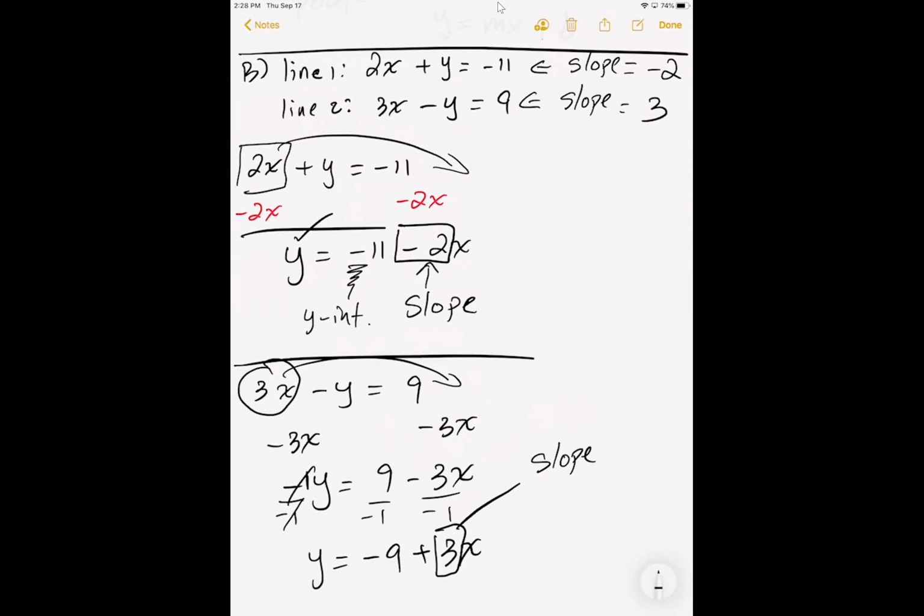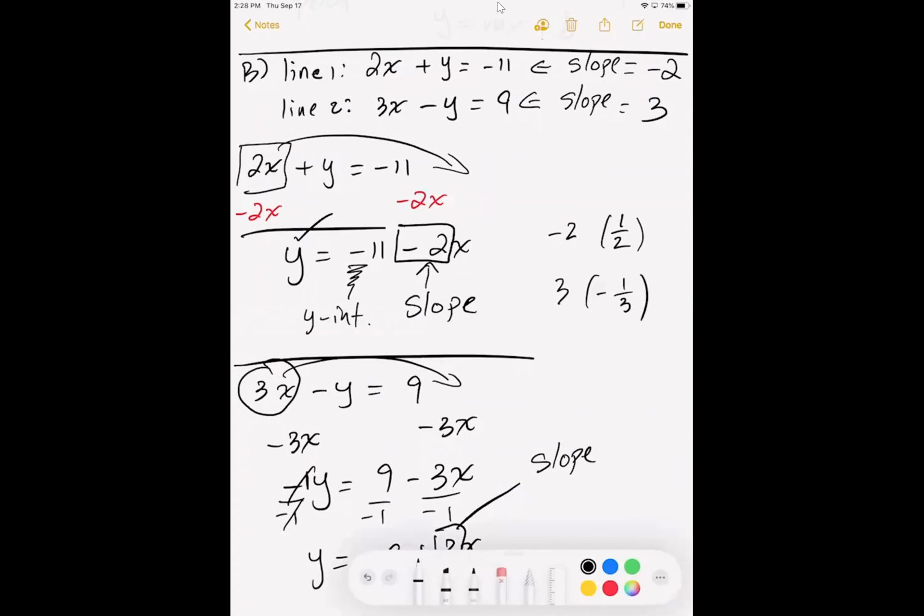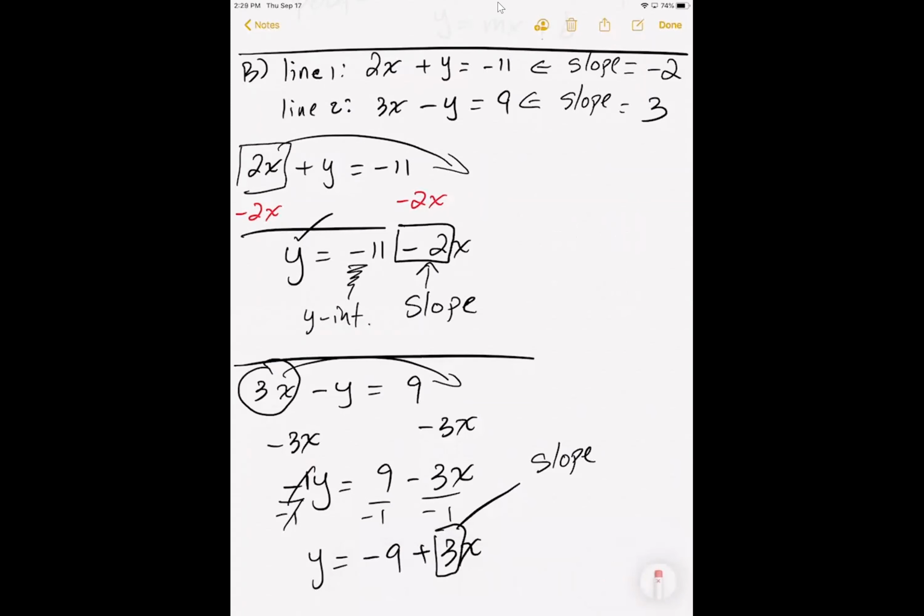Now, they are opposite, but they are not the reciprocal of each other, right? The reciprocal here is, if it's negative 2, the reciprocal has to be 1 over 2. If it's 3, the reciprocal has to be 1 over 3, right? That's opposite and reciprocal. But in this case, we don't have a reciprocal.